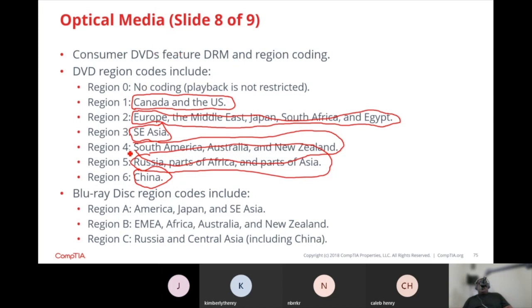So it had nothing to do with the actual content. Even with video games, if you buy a video game from Japan, you can only play Japanese games or games with no coding on the playback, but it will come back as Japanese. Kind of get that?